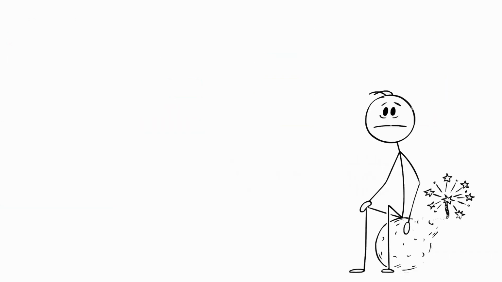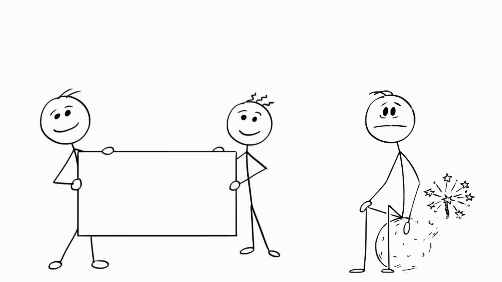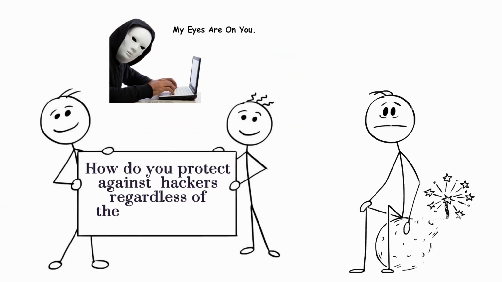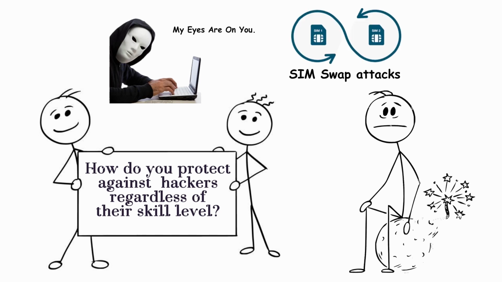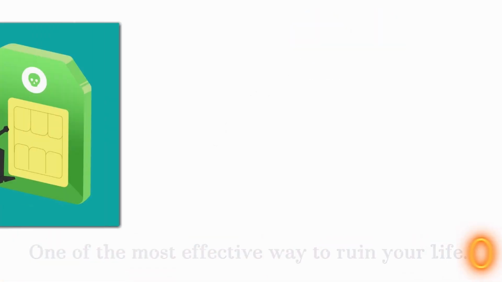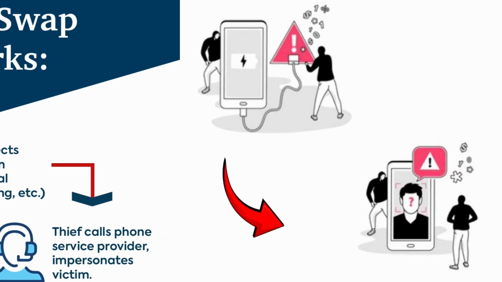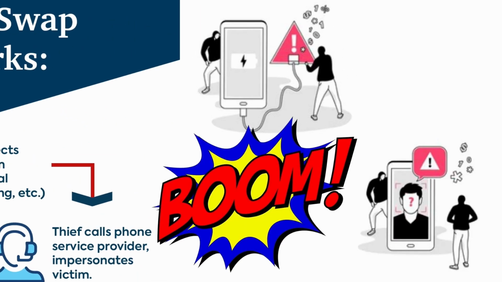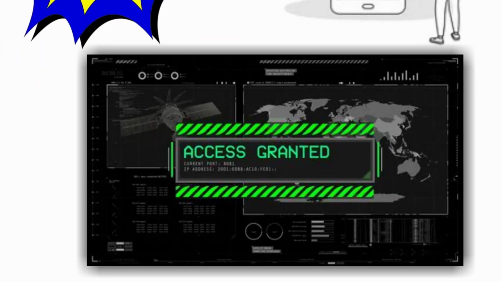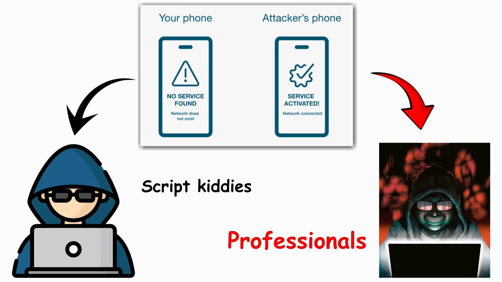traffic is allowed. Before we jump to the next level, ask yourself, how do you protect against hackers regardless of their skill level? Take SIM swap attacks for instance, one of the most effective ways to ruin your life. Attacker ports your number, intercepts your SMS 2FA, and boom, instant access to your accounts. It's used by script kiddies and pros alike.